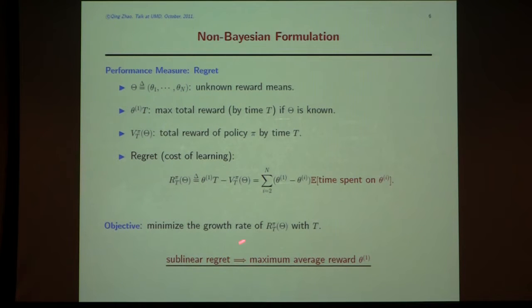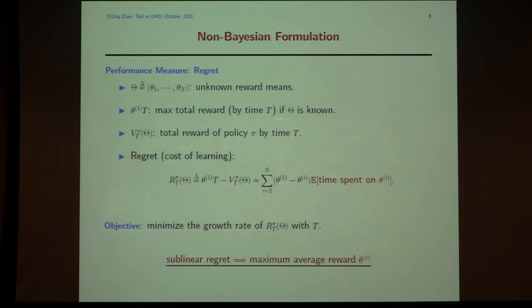But this regret is a finer performance measure than the average reward, like the throughput we're used to, because it also measures how fast we are approaching this maximum average reward. The slower the regret growth rate, the faster we are approaching this best possible reward.